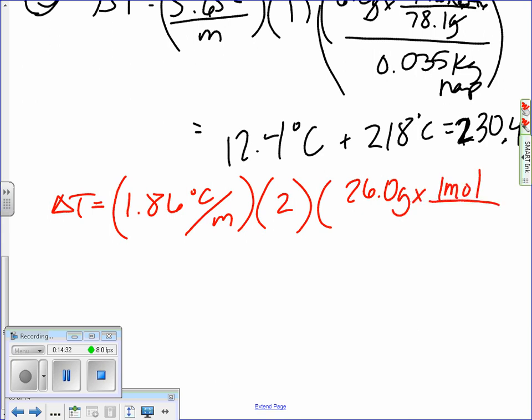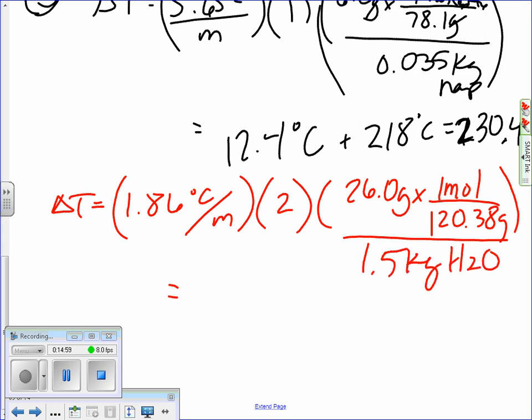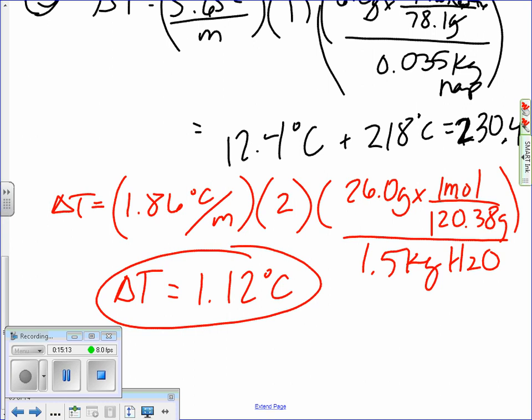Okay, so 1 mole of magnesium sulfate is 24 plus 32 is 56 plus 64. What did you say? 64 plus 36. It's like 110? 120? I got 120.38. Thank you. 120.38. Okay, so there's how we got the moles, divided by 1.5 kilograms of water. And everybody tell me the temperature change. So what is it? 1.12. Okay, so that's our delta T, and then tell me how you found the new freezing point of water.